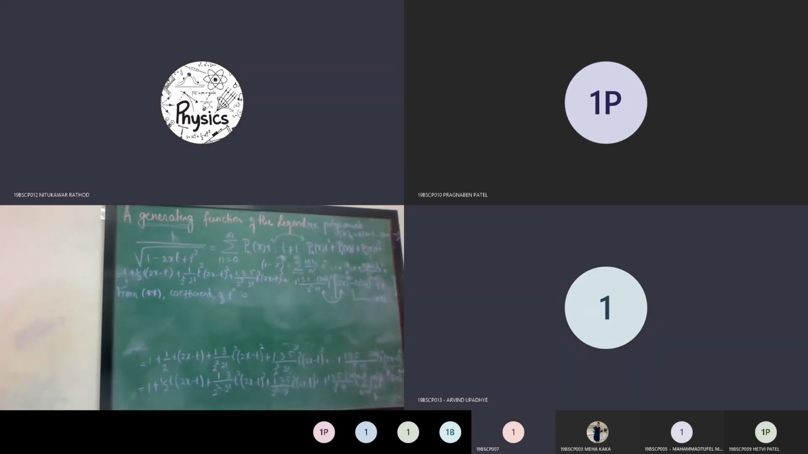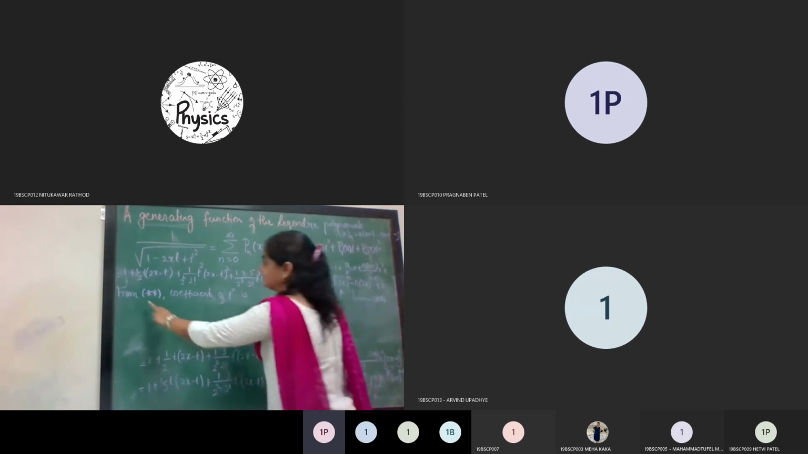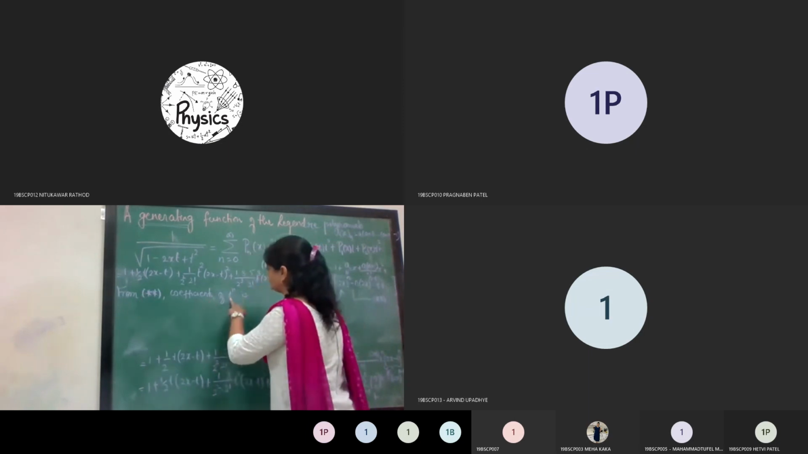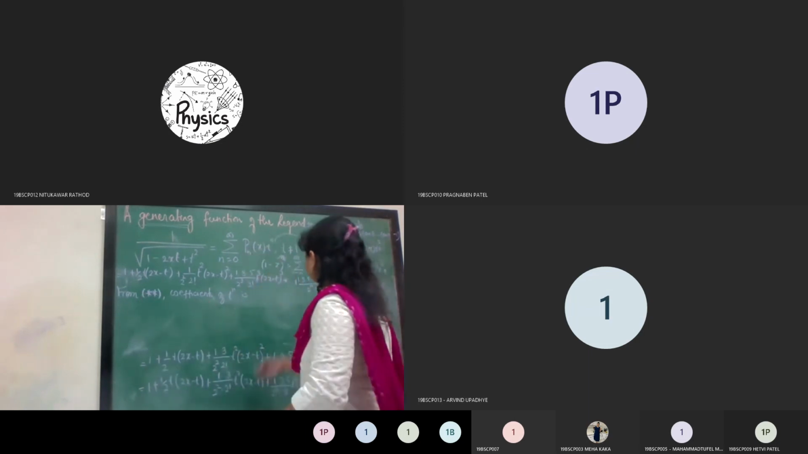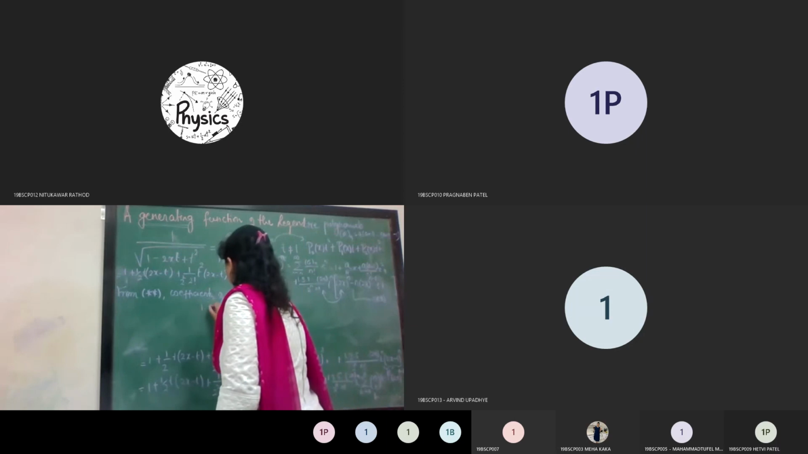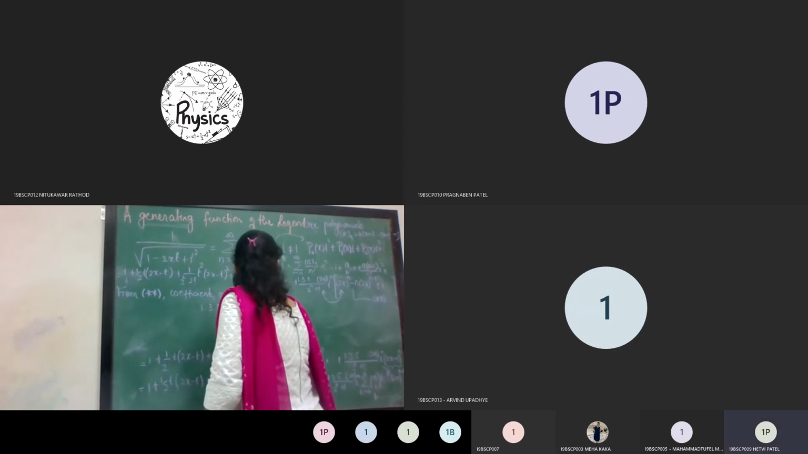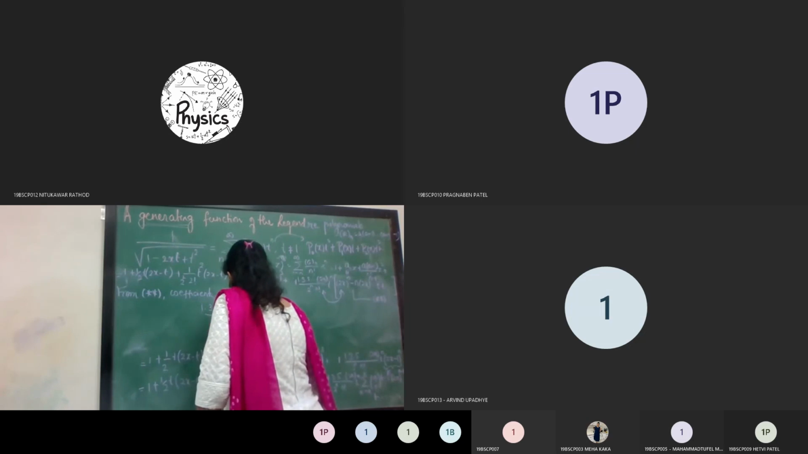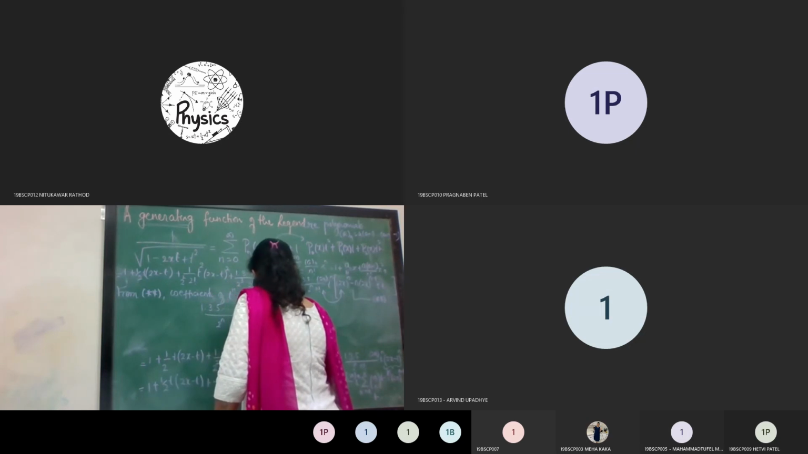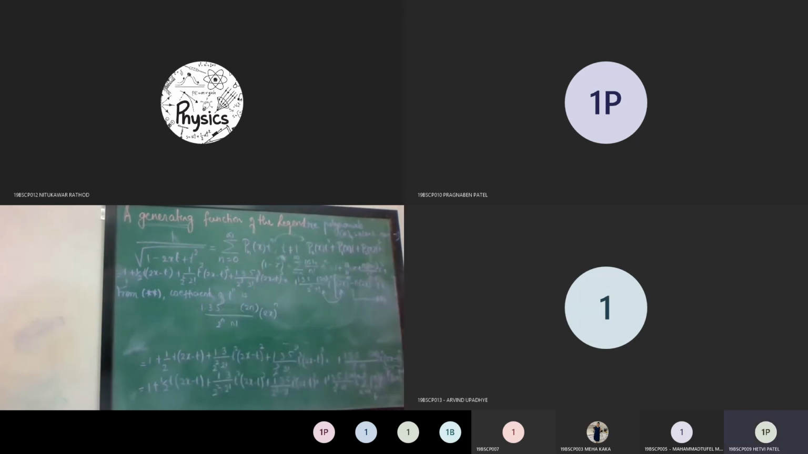Yes, ma'am. So I can say from double star coefficient of t raised to n is what it will be. यहाँ से हम लिखेंगे तो it is 1 into 3 into 5 और it will go up to 2n upon 2 raised to n factorial into 2x whole raised to n. बाकी कोई टर्म नहीं आएगा.